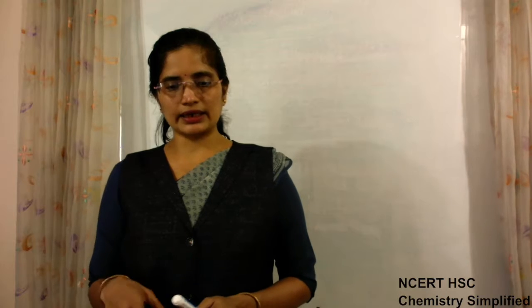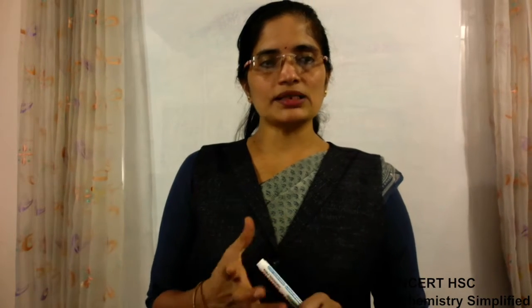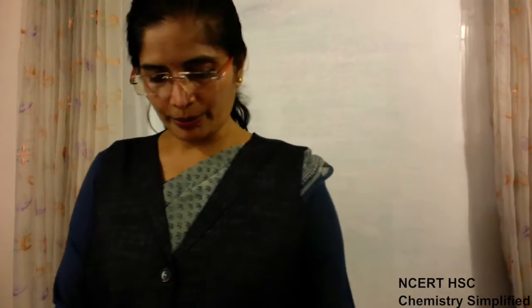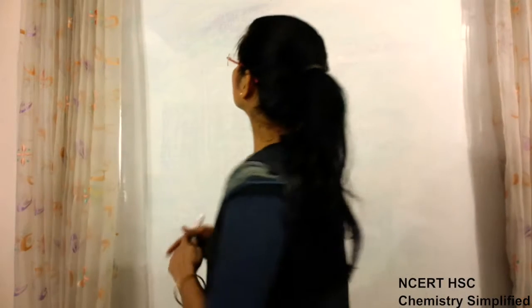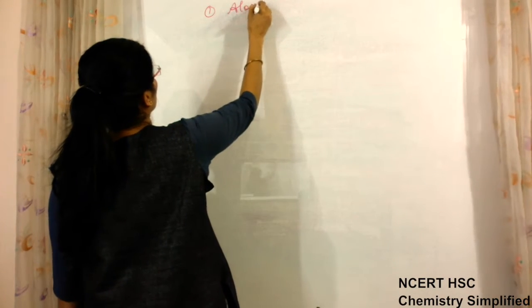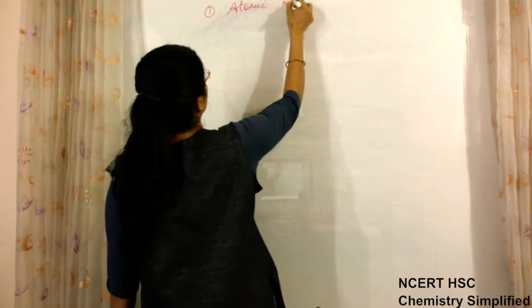Now we will discuss periodic properties. Periodic properties means how certain characteristics vary in a periodic table. There are very few basic properties which we have to study. Out of those properties, one property is atomic radius.